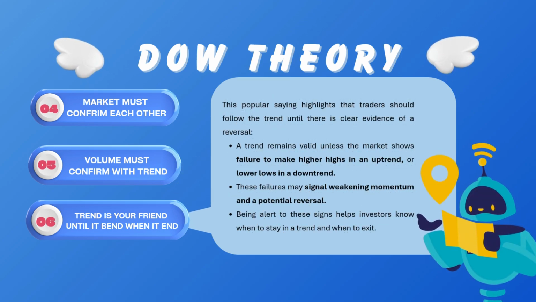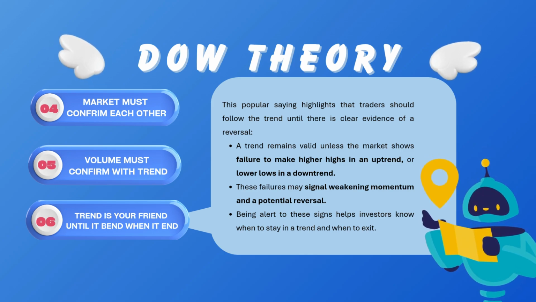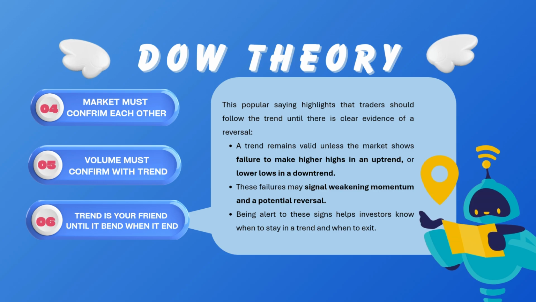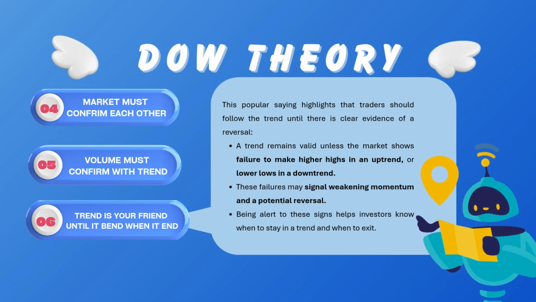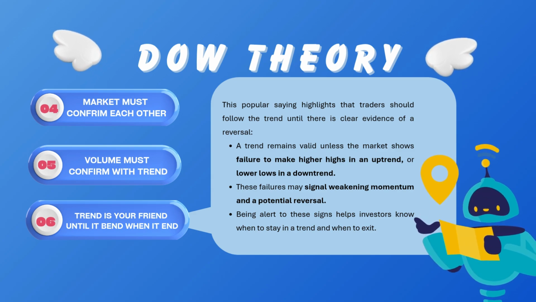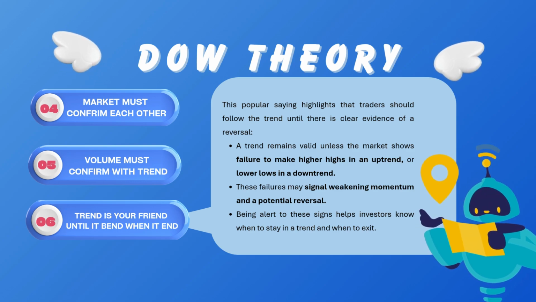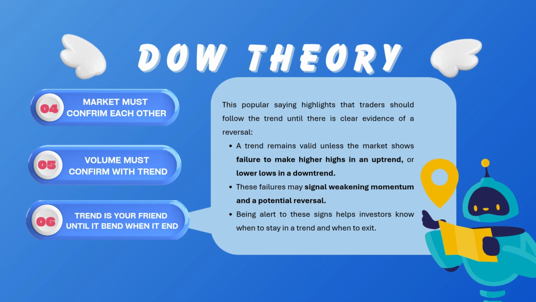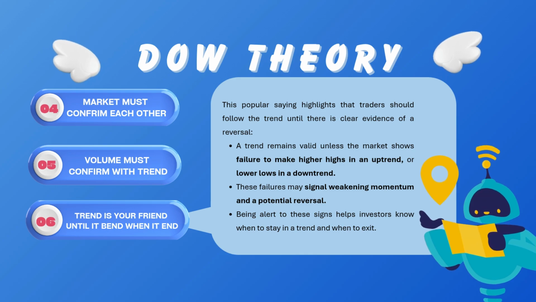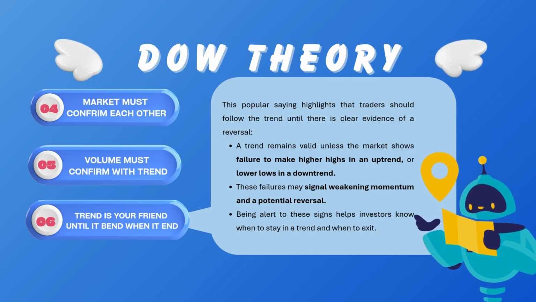Finally, we were reminded of a well-known trading phrase. The trend is your friend until it bends when it ends. This means traders should follow the current trend until there is clear evidence of a reversal. For example, in an uptrend, a failure to make new higher highs could signal weakening momentum. Being aware of these signs helps traders decide when to stay in a trend and when to exit.